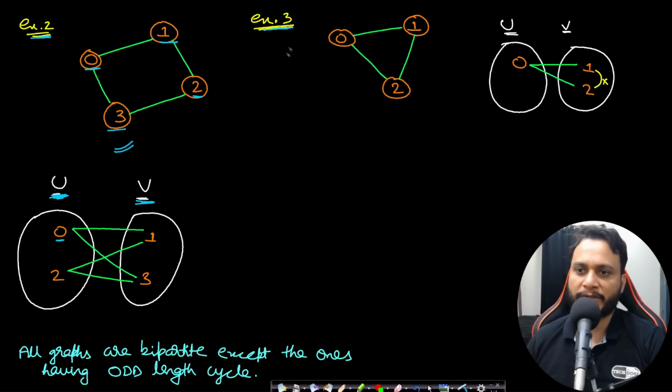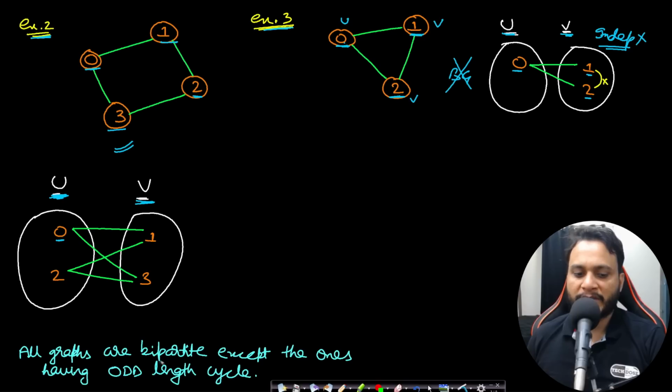Now, if you look at example number 3, in this case, if you put this 0 in, let's say, U, and this 1 in V, definitely you have to place this 2 in V as well, because there is an edge between this 0 and 2. Therefore, they cannot be placed in the same group. Otherwise, they will not be independent set. So if you have put this 0 in U, then I am forced to put this 1 and 2 in the V. Now, since there is an edge between this 1 and 2, there is an edge between two nodes in the same group V. So it is not an independent set. And therefore, even though it is a disjoint set, it is not an independent set. So I will say that this is not a bipartite graph.